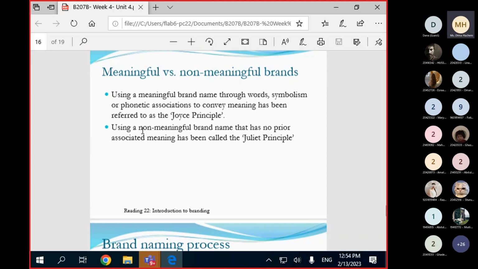Using a non-meaningful word as a brand name is called a Juliet principle. Here you have a better chance to stand out and to be special as a brand, because it will be harder for your competitors to have a similar name.